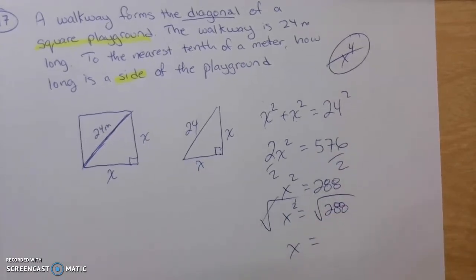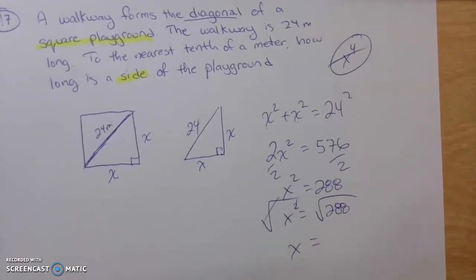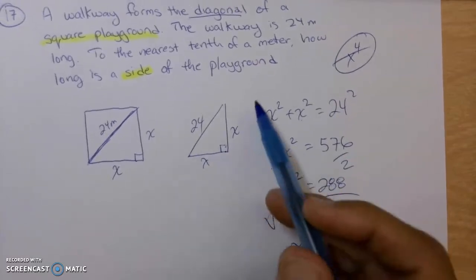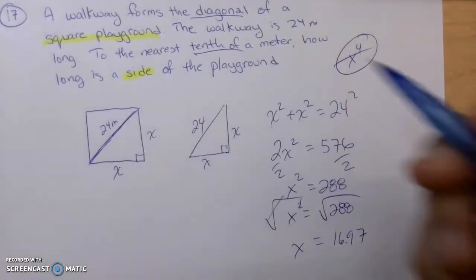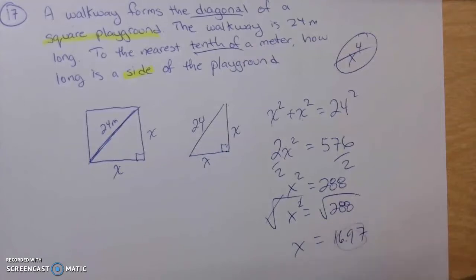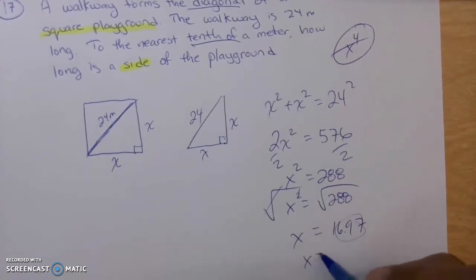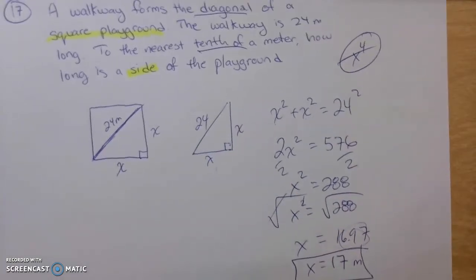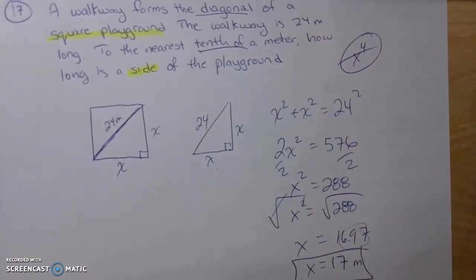And the answer is the square root of 288, 16.97, but they say rounded to the nearest tenth, so this would go up, and this would actually be 17 meters. So if this is 24, this is 17 and 17. That is problem number 17.